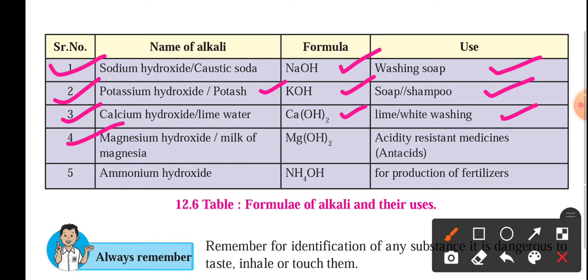Then magnesium hydroxide, which we also call milk of magnesia, that is Mg(OH)2, and it is used in acidity-resistant medicines, which in general we call antacids. Then the fifth one is ammonium hydroxide, NH4OH, used for the production of fertilizers.